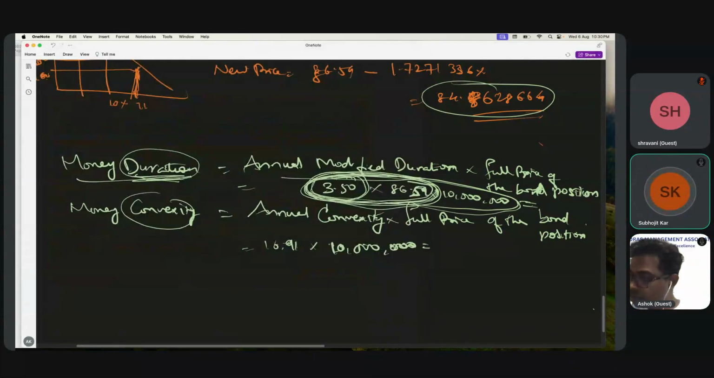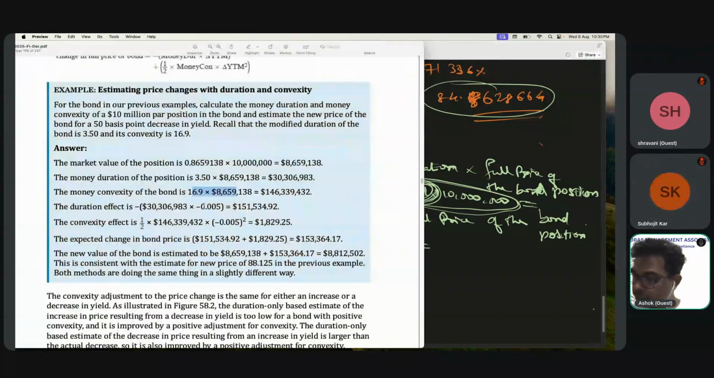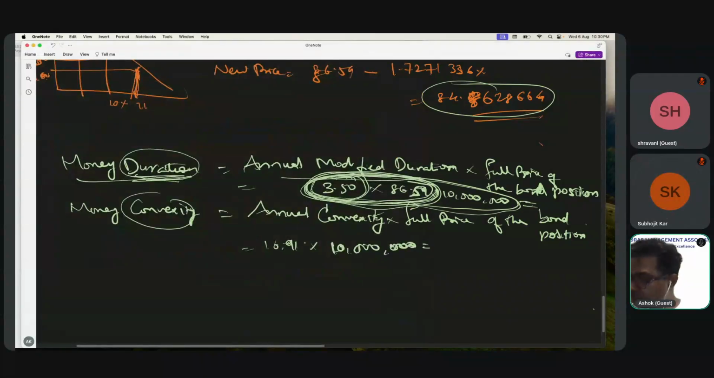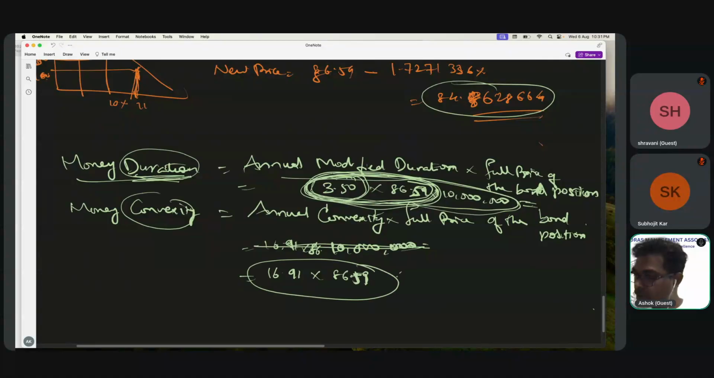So that comes to here also I need to multiply with 86.59, the price, into full prices. 16.91 is for 1 into 86.59. This is for one bond's convexity into total value. Okay, into total value. So this is total convexity.